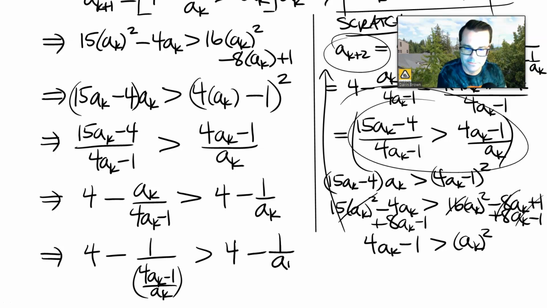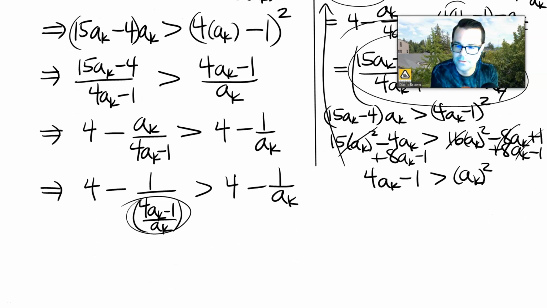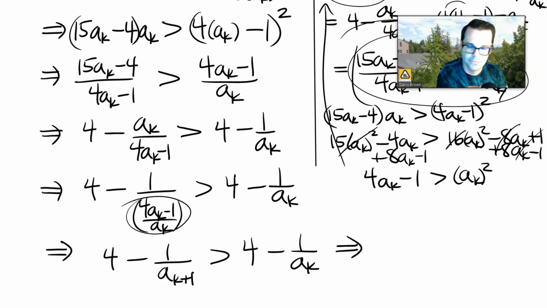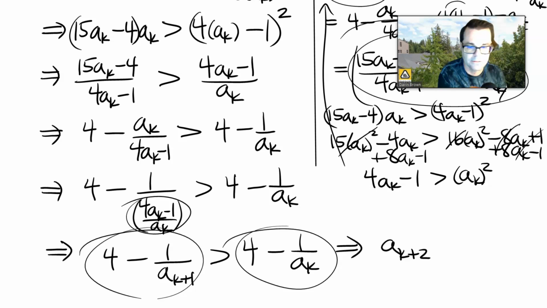4 minus 1 over a sub k. But this right here is 4 minus 1 over a sub k, so that is 4 minus 1 over a sub k plus 1, bigger than 4 minus 1 over a sub k. All this on the left here, by the recursive definition, is a sub k plus 2, and all this, by the recursive definition, is a sub k plus 1.